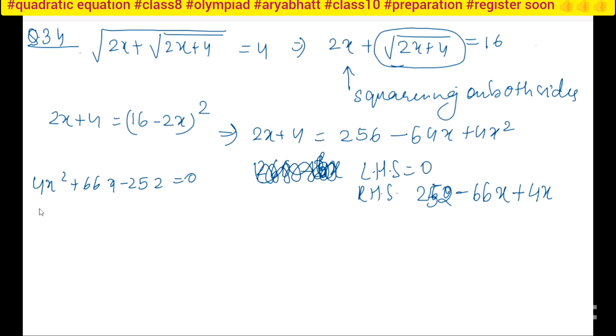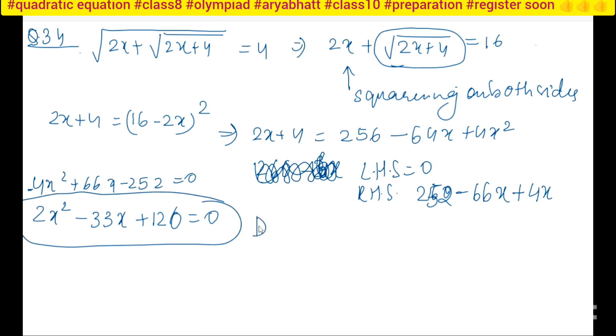Now you again divide by 2 everything. So what I will get, 2x square minus 33x plus 126, right, is equal to 0. ठीक है, it will be 126. So finally I get this equation.